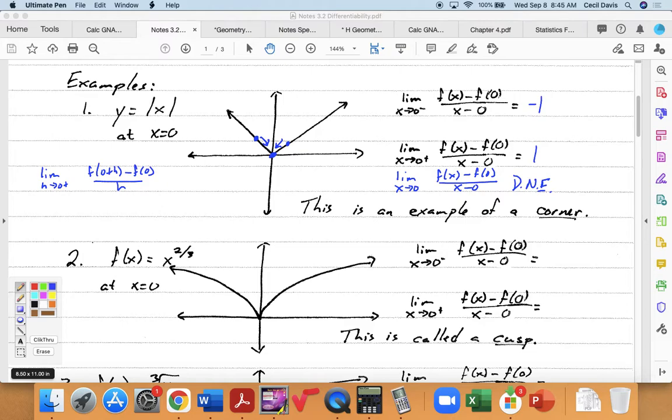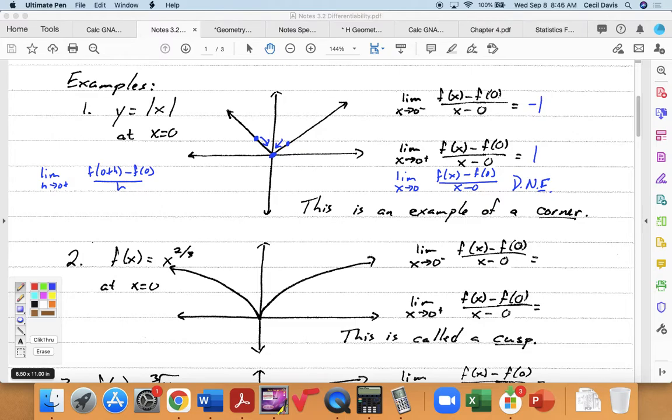The best answer is to say that the left-hand derivative and the right-hand derivative at 0 do not agree, or are not equal to one another is even better. Therefore, the derivative at x equals 0 for y equals the absolute value of x does not exist. Okay?